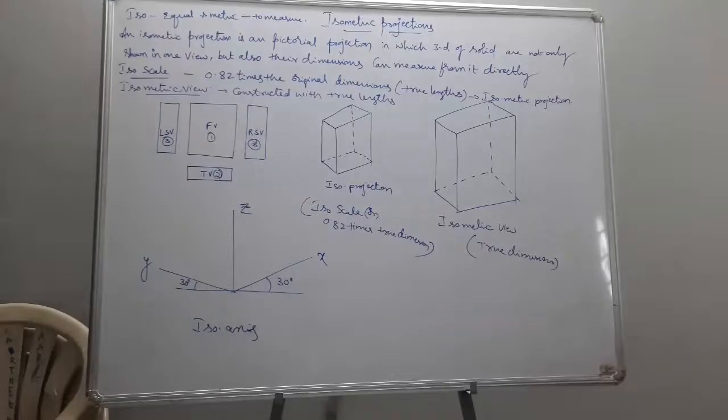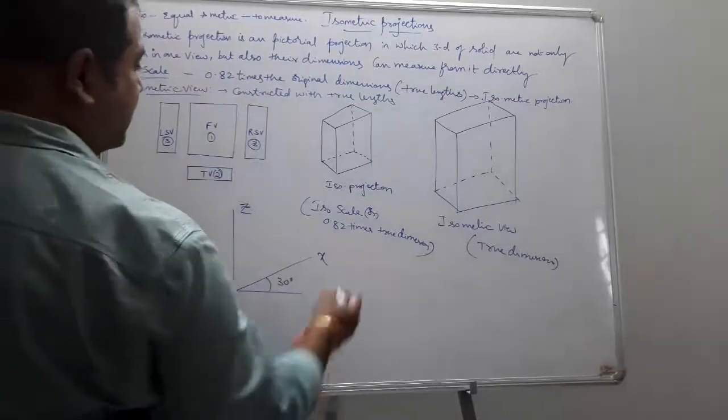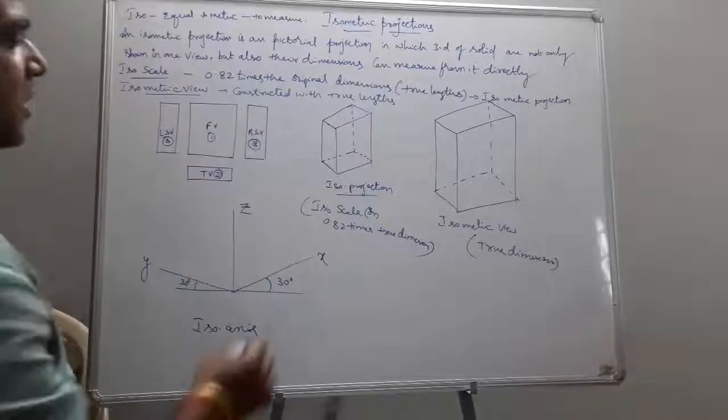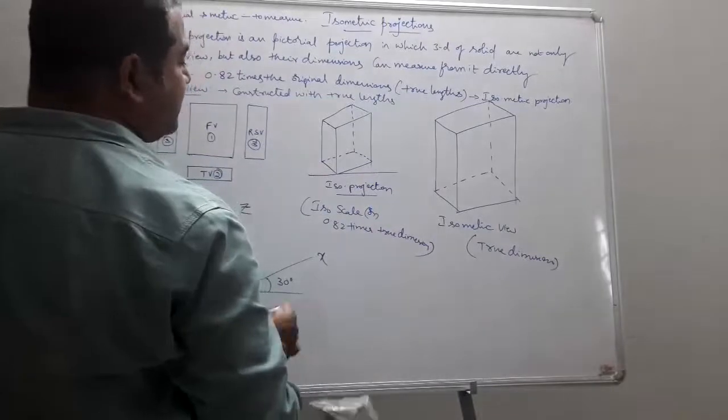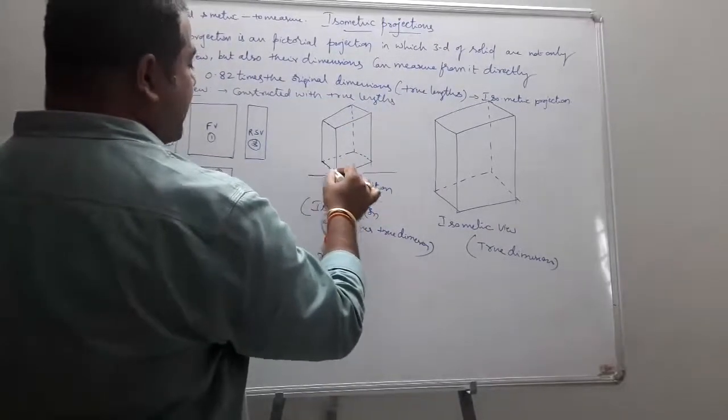Isometric view or isometric drawing is drawn to the actual size, that is the actual scale. The lines are drawn parallel to the isometric axes, and the true lengths are laid off. The isometric projection is drawn in the isometric scale, the lines are drawn parallel to the isometric axes, and the lengths are foreshortened by 0.82 times. Then it is your isometric projection. Let us see here: now this becomes your isometric axes, like this.